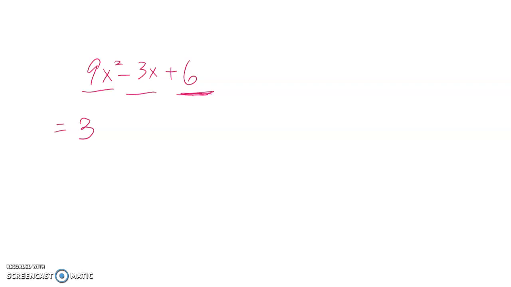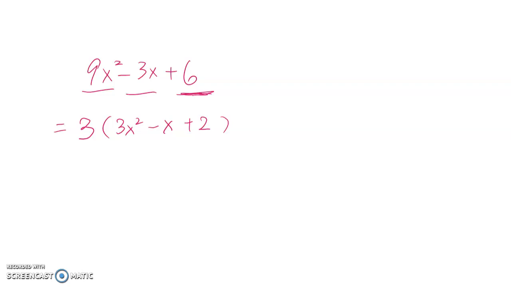So I'm going to factor out the 3. So inside the parentheses, first term will be 9x squared divided by 3. That's 3x squared. And second term is negative 3x divided by 3. That's negative x. Last term, positive 6 divided by 3. That's a positive 2. So now I factored the GCF for this problem.